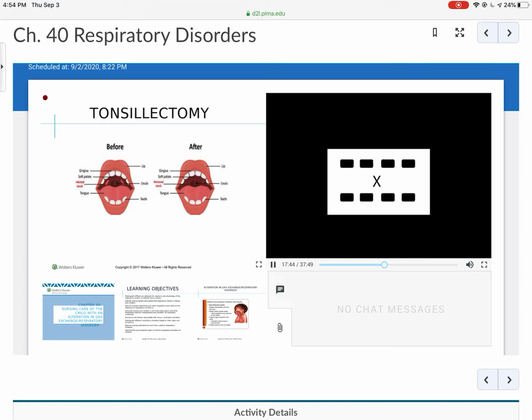Bright red blood. If they're swallowing constantly, they're swallowing the blood. If they're anxious and they just had their tonsils out, you might want to think about those signs and symptoms and get them back to a room or to the doctor right away.